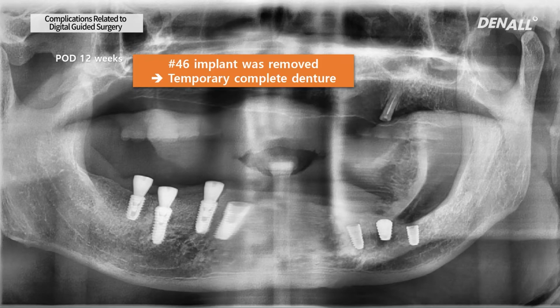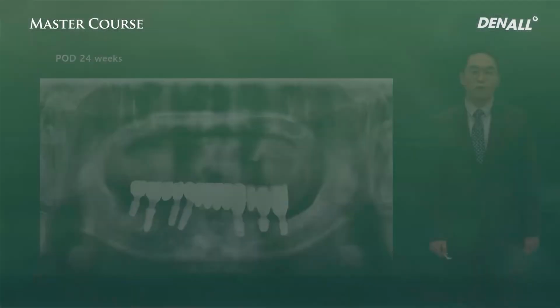The cause of implant failure was bone necrosis because of thermal damage, and failure of osseointegration due to failure in occlusal adjustment and a severe occlusal force. The patient suffered from multiple complications and a complete denture was used as temporary prosthesis. The new implants placed later were all successfully osseointegrated, and this was the final prosthesis.